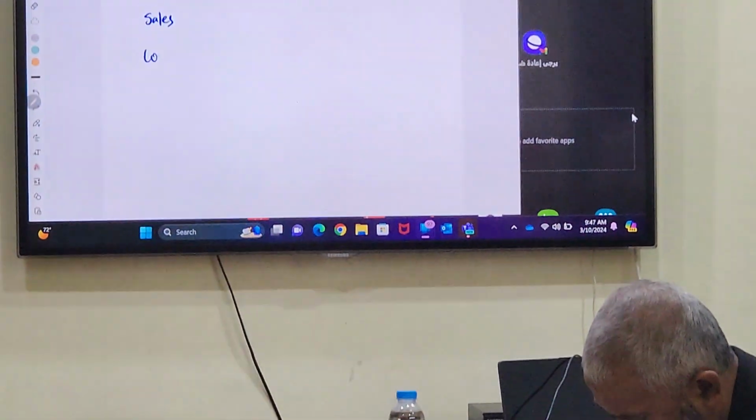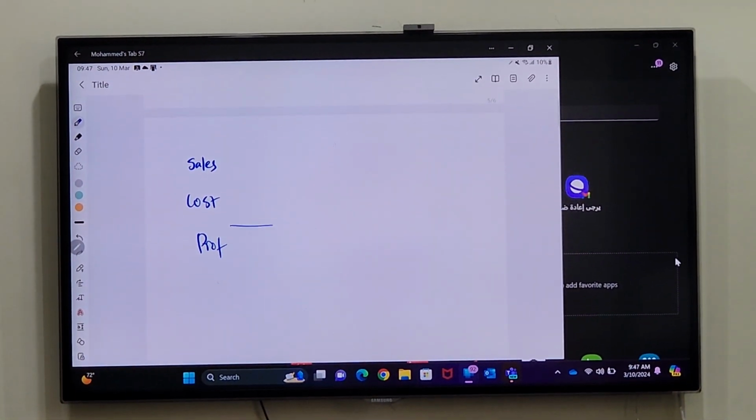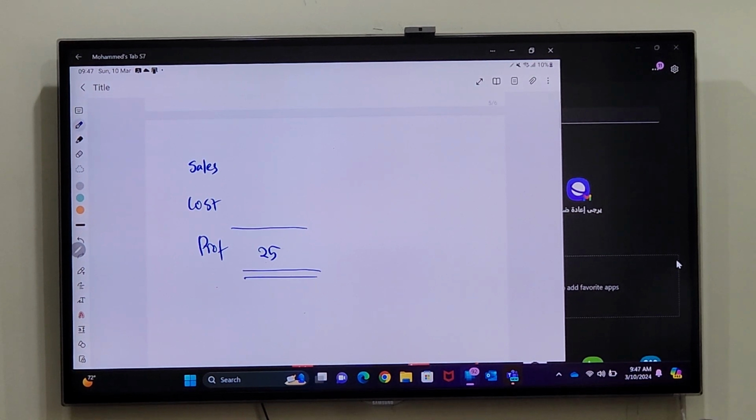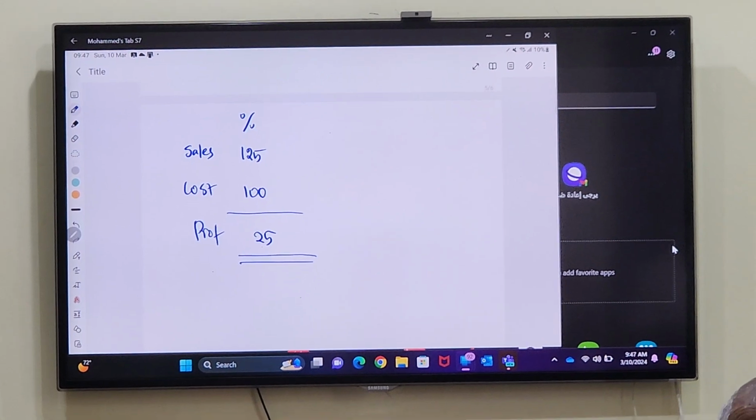Can you work it out? In working it out, you should know the difference between markup and margin. What is markup? When I have sales, cost and profit, they said 25, right? When the cost is 100 and the sales will be 125 in percentage, this arrangement is known as markup. When your profit is based on cost, that arrangement is known as markup.